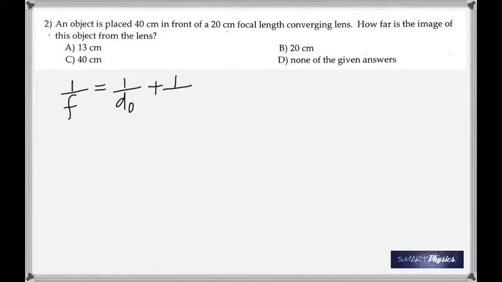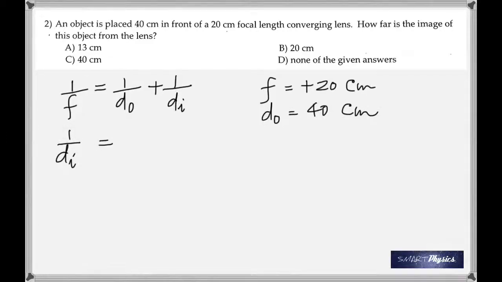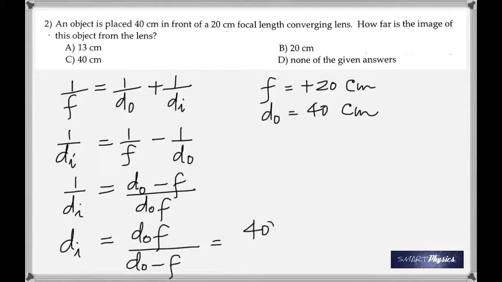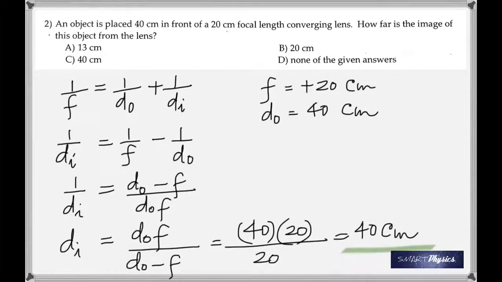Again, use 1 by F is 1 by DO plus 1 by DI. And F is positive 20. Why positive? Because it's a converging lens, it has a real focus. DO is given, you've got to find DI. When you rearrange, this is how we get DI: DO minus F by DOF is 1 by DI. So DI is DOF by DO minus F, which gives 40 times 20 by 40 minus 20, which is 20, of course. And so that gives 40 centimeter.